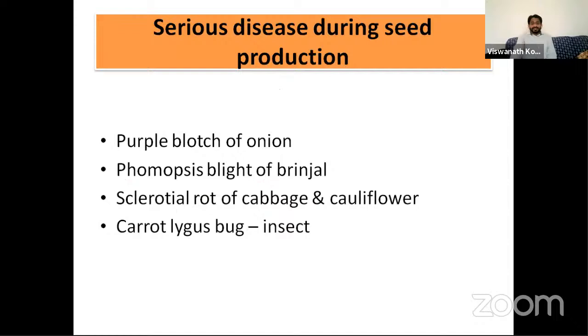Serious diseases during seed production are Phomopsis blight of brinjal and soft rot of cabbage and cauliflower, and carrot lygus bug, this is an insect, which are serious problems during seed production of the crops.